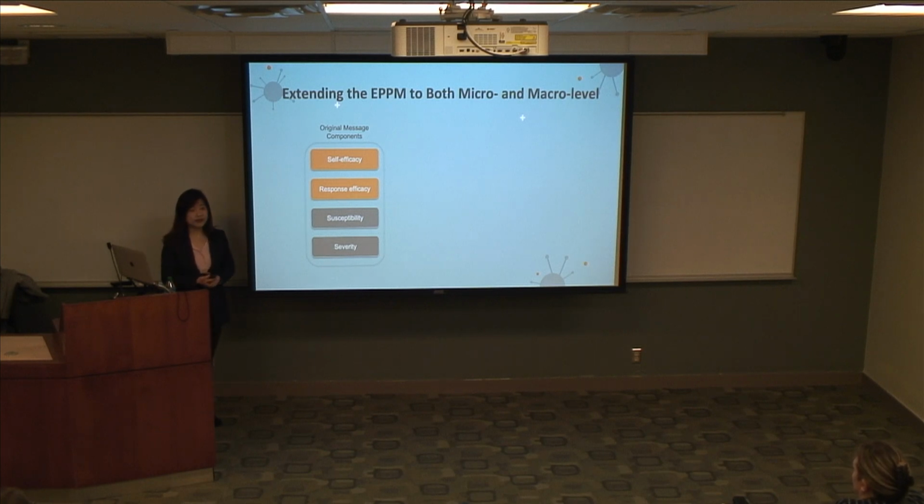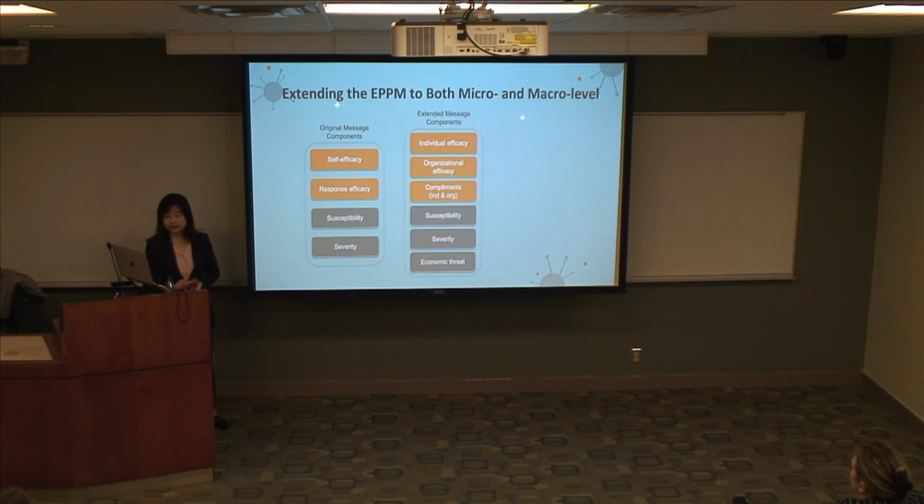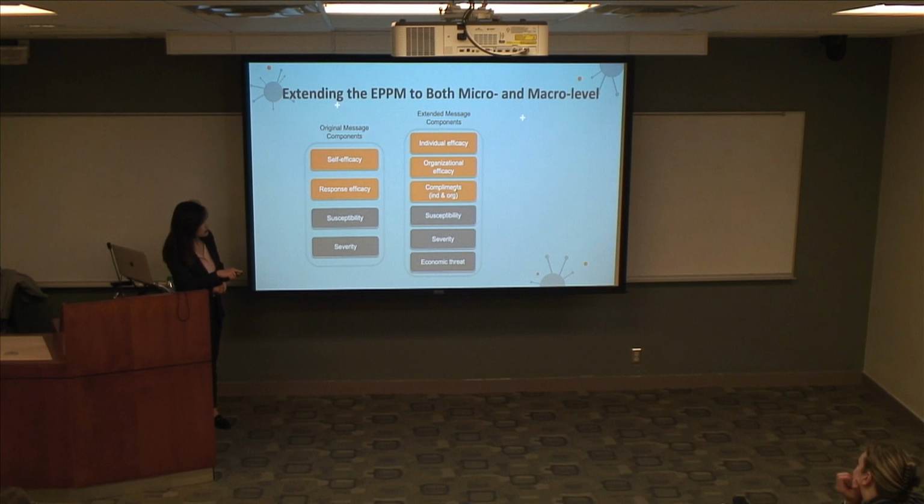However, the EPPM needs to be extended to include both micro-level and macro-level features to be applied to the COVID-19 pandemic. It is because the pandemic influences not only individual-level health outcomes, but also the societal level, like financial or economic aspects of our lives. And also the pandemic requires not only individuals' efforts, but also the governmental or the organizational efforts. So therefore, we added organizational efficacy, complements to individuals and organizations, and also economic threats to this framework.